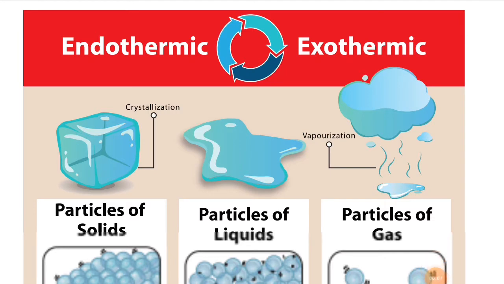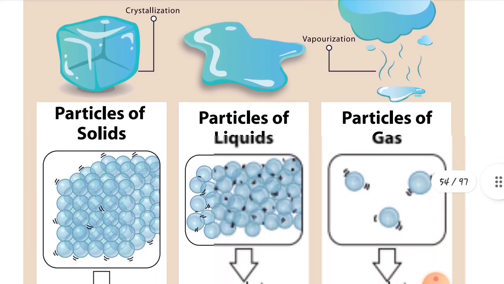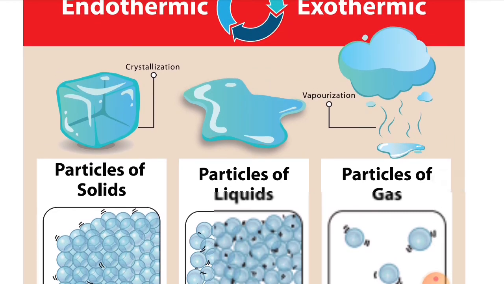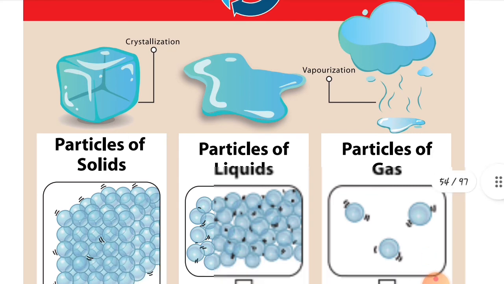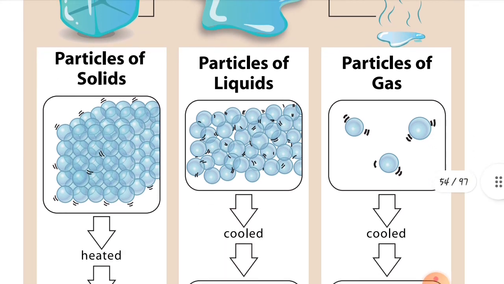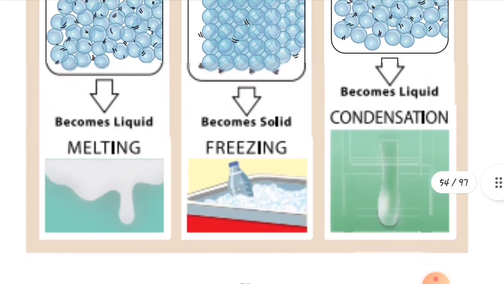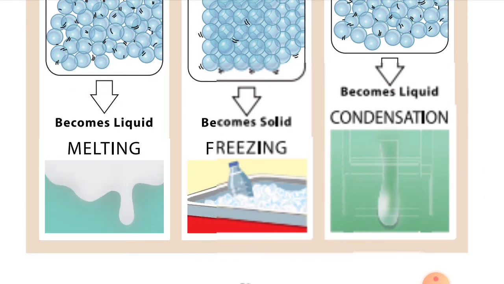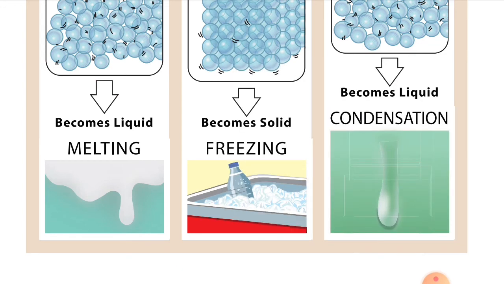Okay, children, see here, endothermic and exothermic changes. Endo means, as I already told, heat is absorbed. Exo means heat is released. See these changes, children: ice cubes, and ice will melt. The last stage is what? Vaporization will be there. Already you know, particles of solids are closely packed, particles of liquid are loosely packed, and particles of gas are very loosely packed. See this diagram, children. Solid becomes liquid: melting. Liquid becomes solid: freezing. Gas becomes liquid: condensation.